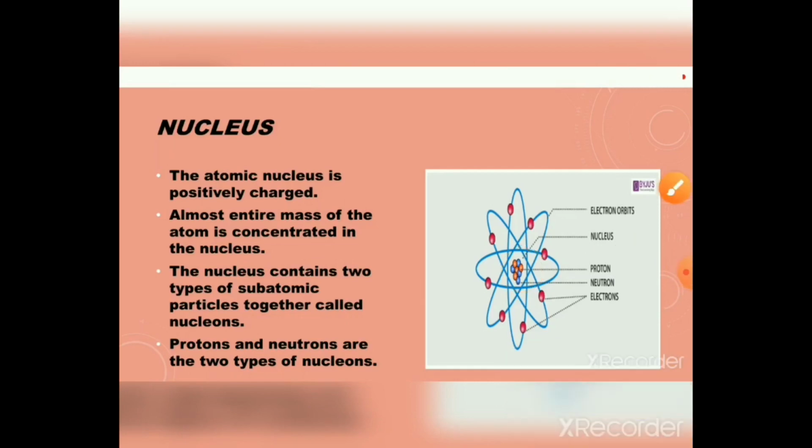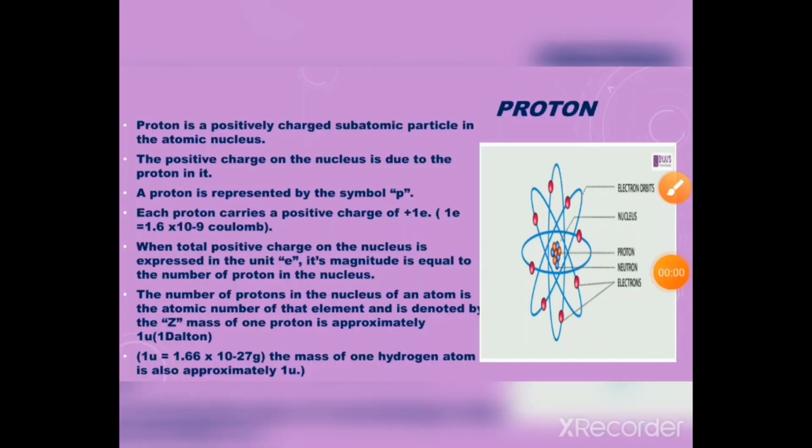The atomic nucleus is positively charged. Almost the entire mass of the atom is concentrated in the nucleus. The nucleus contains two types of subatomic particles together called nucleons. Protons and neutrons are the two types of nucleons. Proton. We'll see the figure.